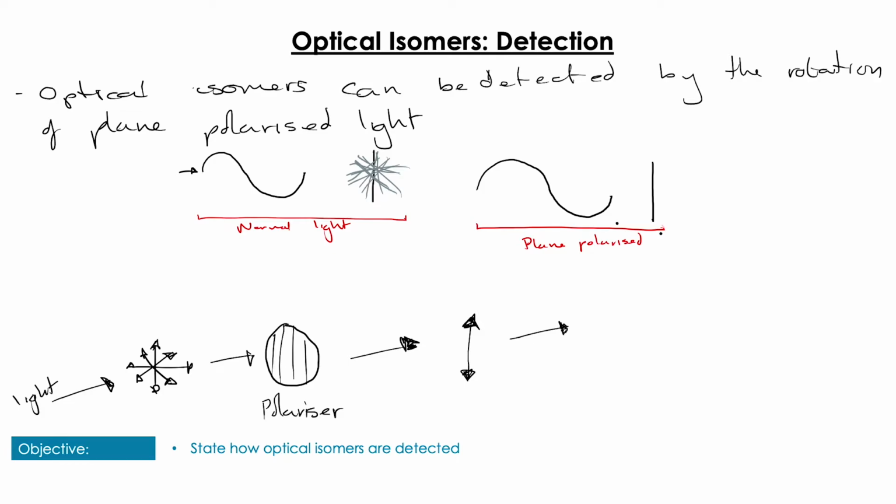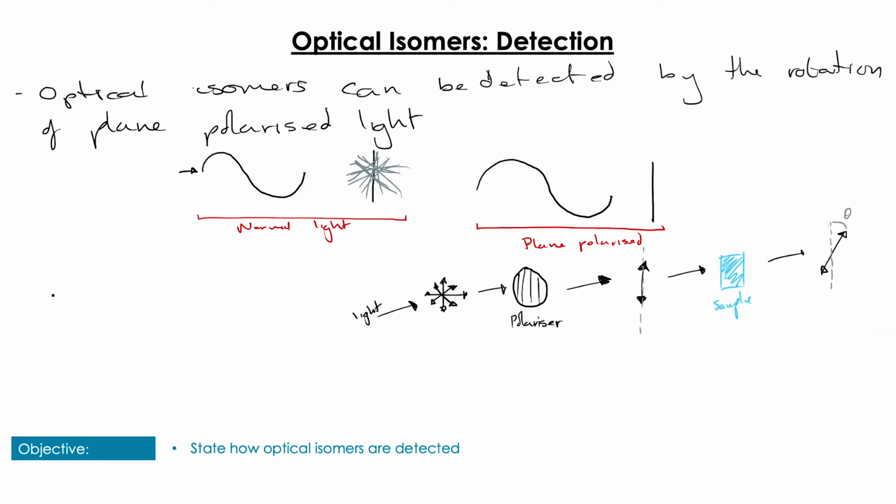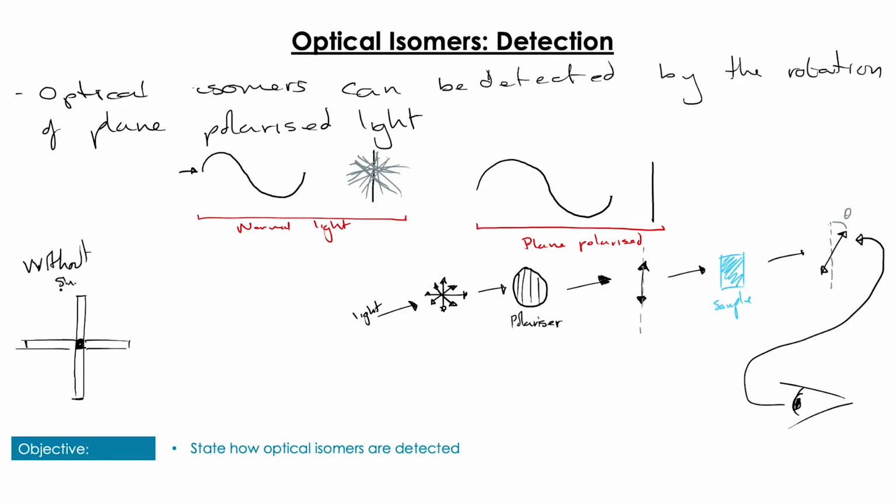Now when it goes through the sample, when it comes out the other side, it is going to be rotated by some factor, and the direction of the rotation tells us which isomer we have. The way we detect this, by looking down the end of the polarizer, is we have two slits that are perpendicular to each other. When they are perpendicular, the plane polarized light is completely dark. There is no light that gets through without the sample present.